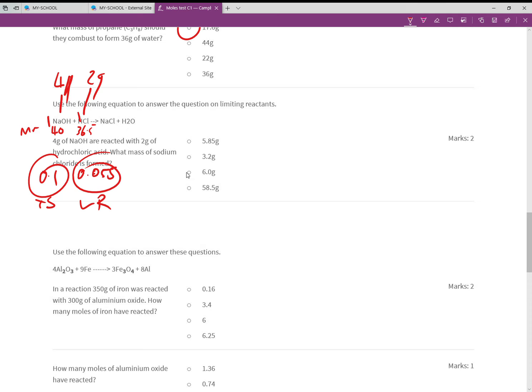So we're asked what mass of sodium chloride would I make, so it'll be determined by that number of moles. The ratio of HCl to sodium chloride is a 1-to-1 ratio, so you'll make the same number of moles as you have there. So mass equals moles times the RFM. The RFM of sodium chloride is 58.5. Okay, gives me 3.2 grams. Okay, there's your answer.